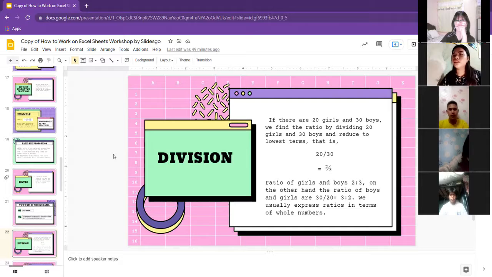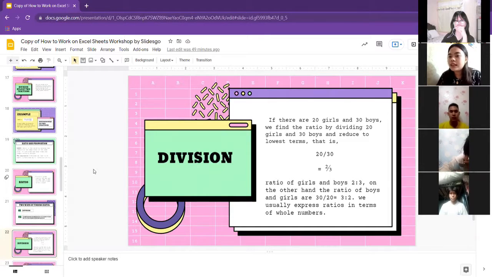Division: if there are 20 girls and 30 boys, we find the ratio by dividing 20 girls by 30 boys and reducing to lowest terms, that is 20/30, which equals 2/3. The ratio of girls to boys is 2:3. On the other hand, the ratio of boys to girls is 30/20, which equals 3:2.